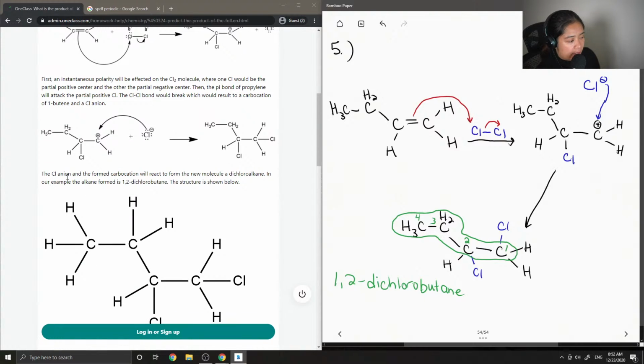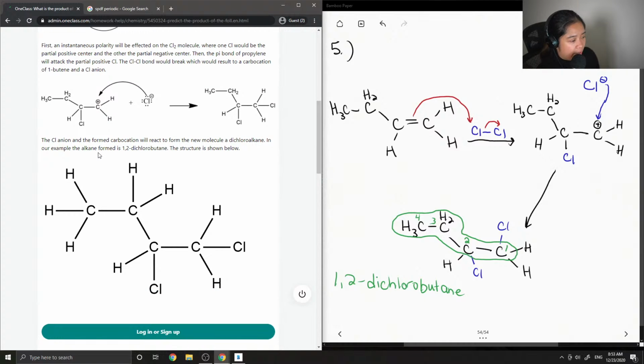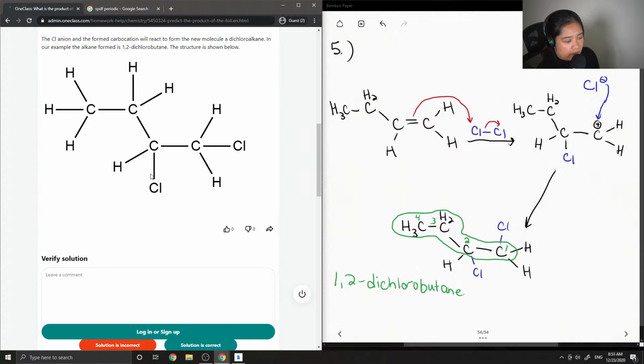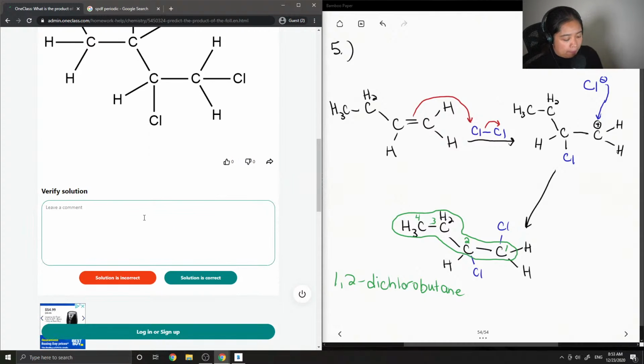And then the chlorine anion reacts with the formed carbocation. So carbocation is just another word to say a positively charged carbon ion. So this will react to form the new molecule, a dichloroalkane. In our example, the alkane formed is 1,2-dichlorobutane, and the structure is shown below. Yep, so the solution is correct.